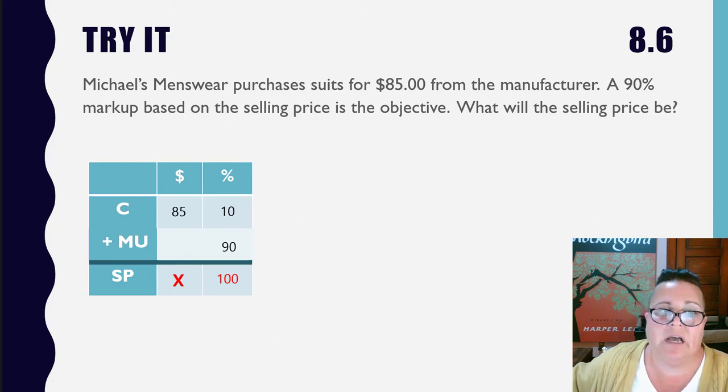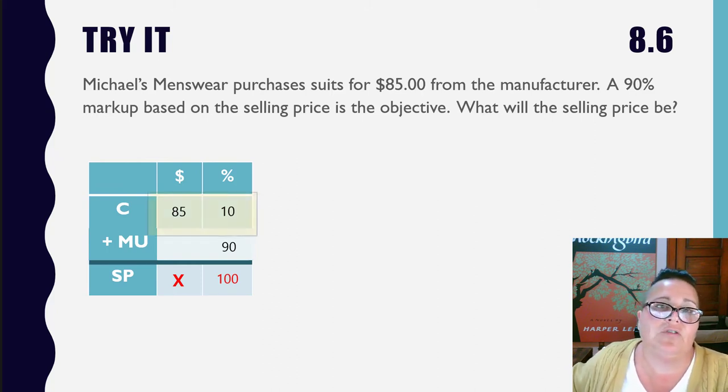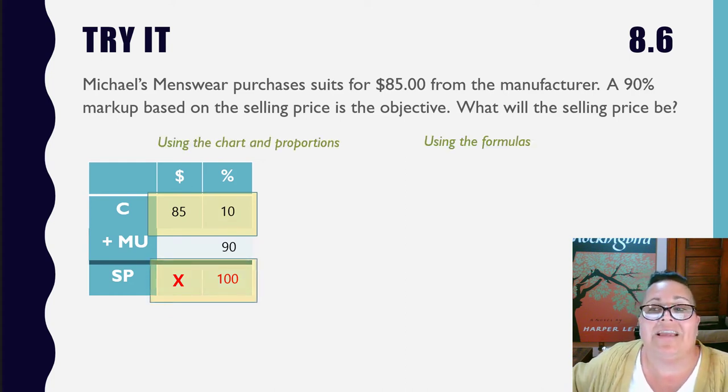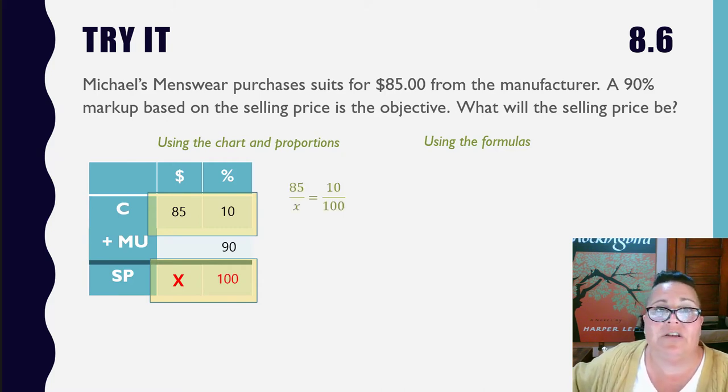That's the cost in dollars. And if I use the first row and the bottom row, I can put together a proportion that says 85 over X is 10 over 100. Cross multiplying and then dividing both sides by 10, I get that the selling price, or X value, should be $850. That's an expensive suit.